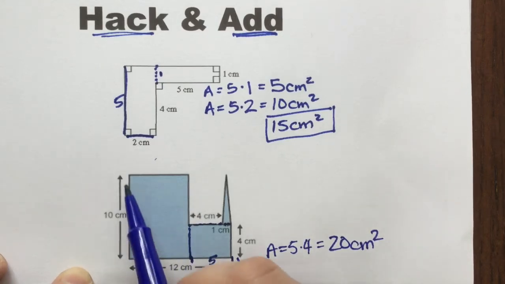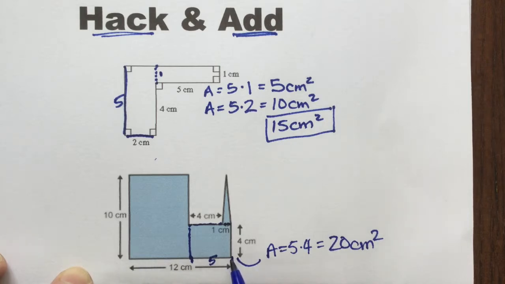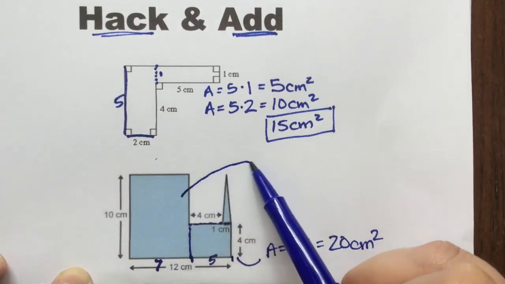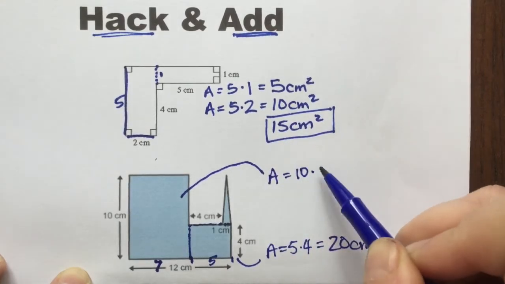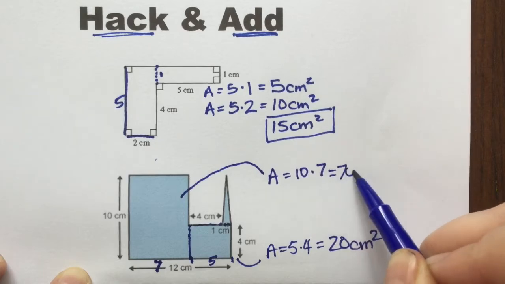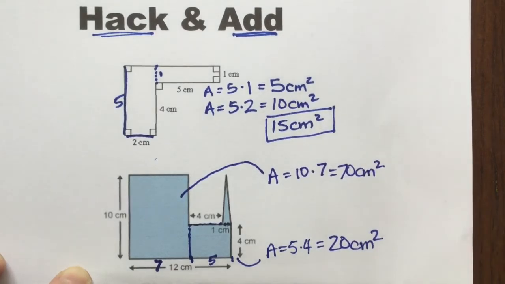This one over here, I can tell that this side is 10. The bottom was 12, but I took off 5 of it, which means that the remaining distance is 7. So the area for this piece over here is 10 times 7, which is 70 square centimeters.